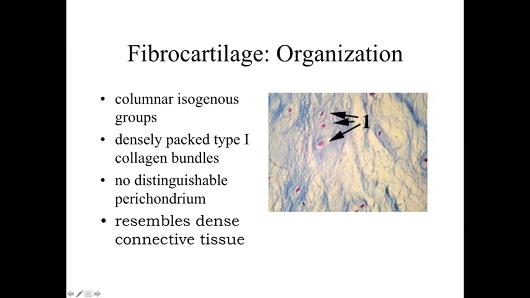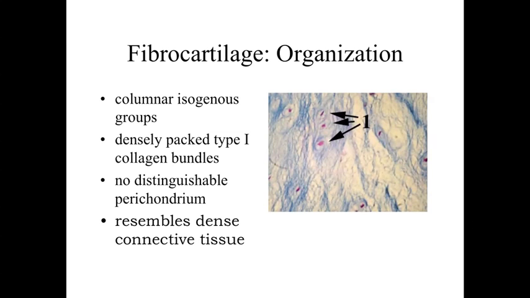If we take a look at the cells, again, these cells are going to be rounder, they're going to be chondrocytes, cartilage cells, often in columnar isogenous groups. And so what you're looking at is kind of a dense, almost regular connective tissue appearance, but instead of those flat nuclei that we saw with fibroblasts, we see round nuclei, round cells, and they're kind of stacked up in little rows. We should think about this as being fibrocartilage. So it resembles dense connective tissue, but the cells are going to be different. Instead of the flat fibroblasts, we're going to see these round chondrocytes.